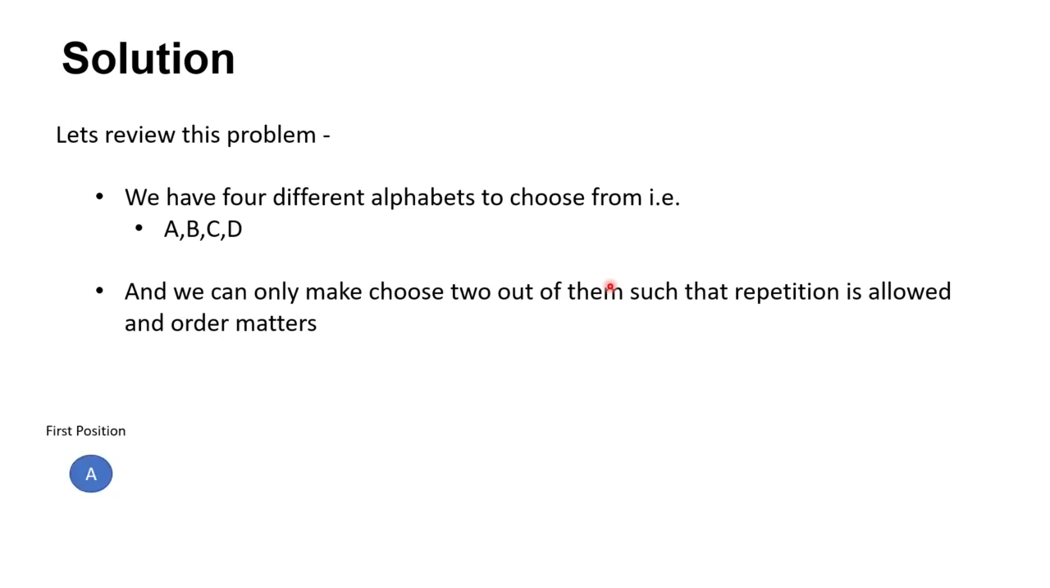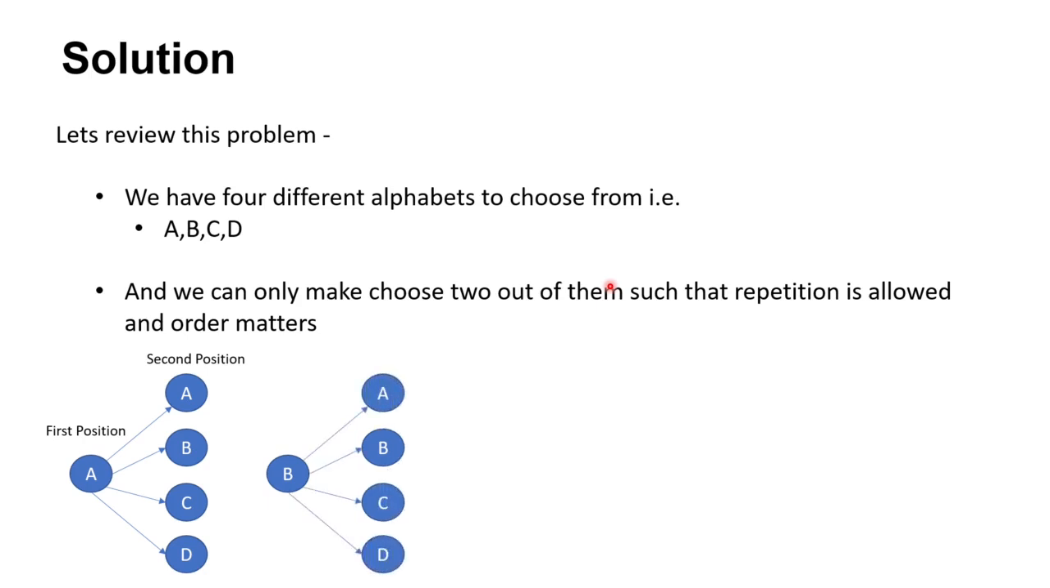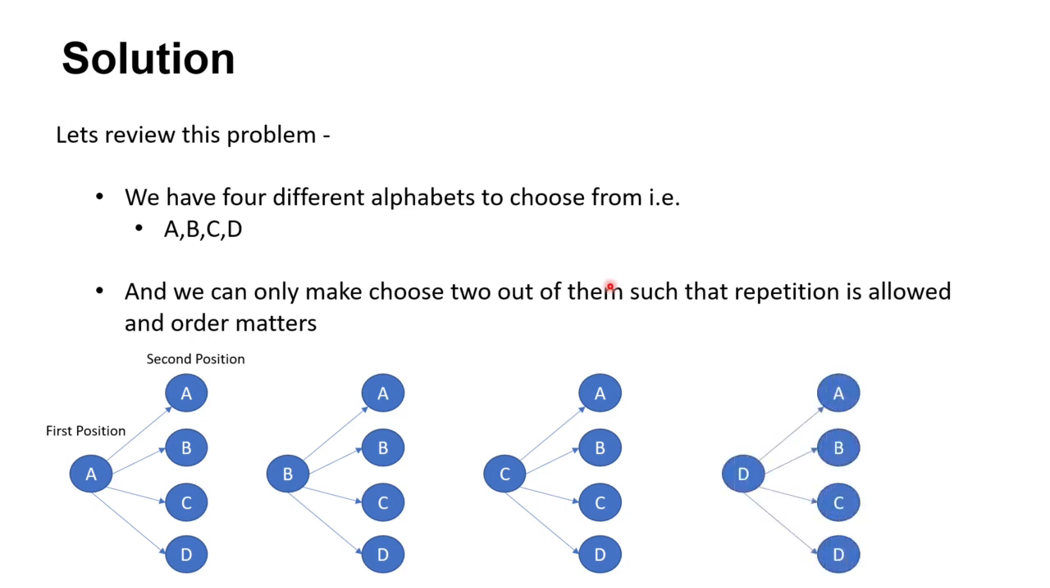Now, if I start with A, let's select A as the first position. Then for the second position, I would have 4 candidates. I can go with A, B, C, D, right? So it will give me combinations like AA, AB, AC, AD. So for first position A, I will have 4 possible options. Similarly, if I go with B, then I will have again these 4 options. I can go with any combination, and similarly for C and for D. This is how we can create combinations, right?